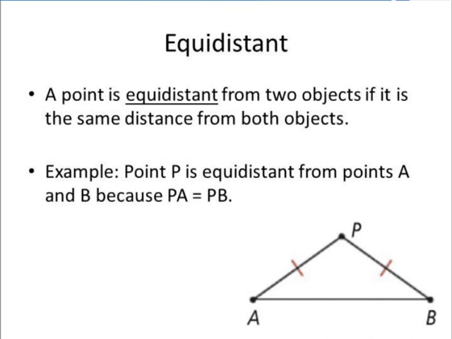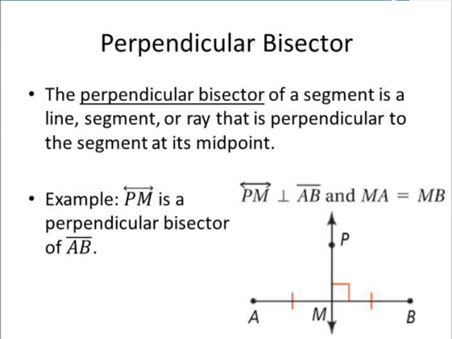All right? Equidistant. We need to understand what that word means. If a point is equidistant from two objects, it's the same distance. Equal distance. That's all it means. So point P is equidistant from points A and B because PA is congruent to PB. Equidistant, equal distance, same distance away.